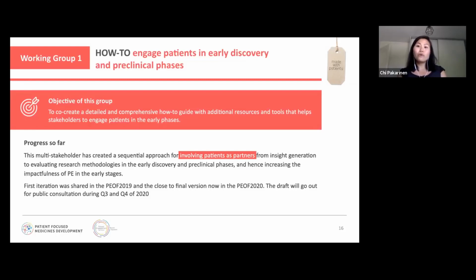It was also a very unique collaboration for us. Our objective for this group is to build a so detailed and comprehensive how-to guide that you can use it when you start out your patient engagement journey in the early phases.